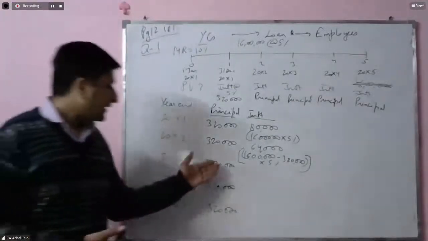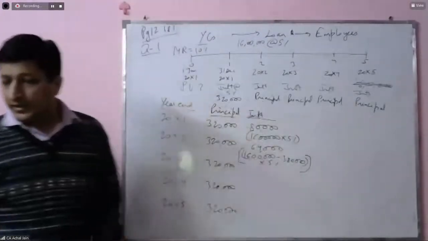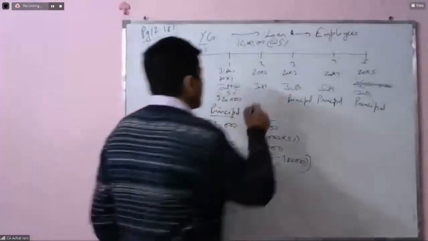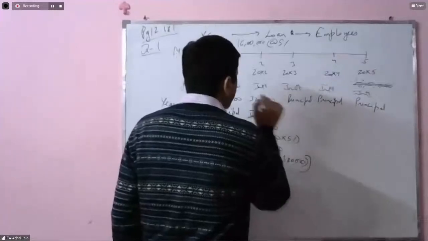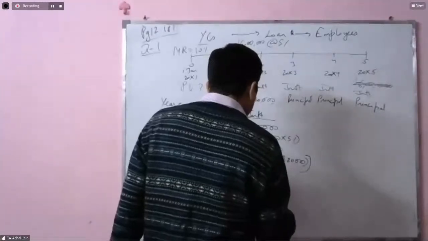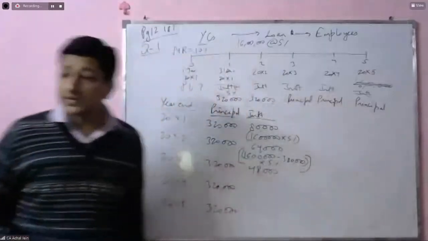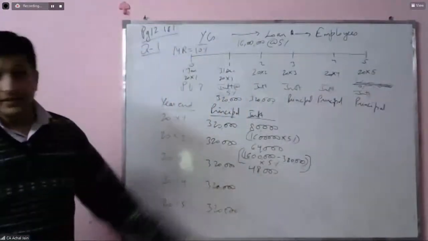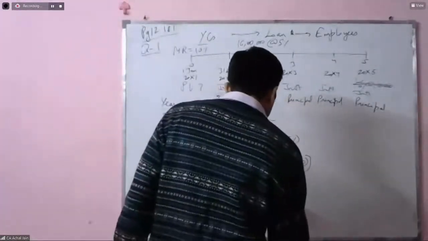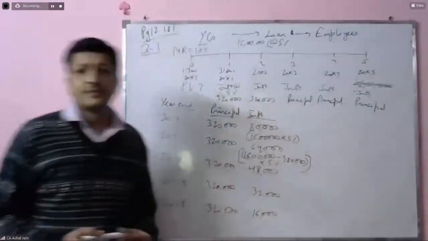Okay. Similarly, in the next year, what will happen? 16 minus 320 minus 320 minus 320 minus 320. So this will become 48,000. If you have solved this, you can just start sharing the numbers with me, please. Similarly, in the next year, interest will be 32,000. Then it will be 16,000. Fine.